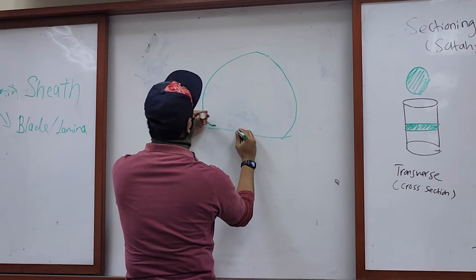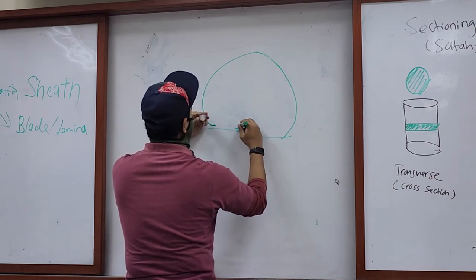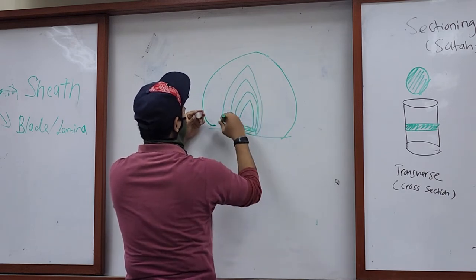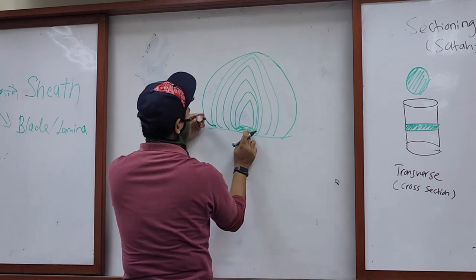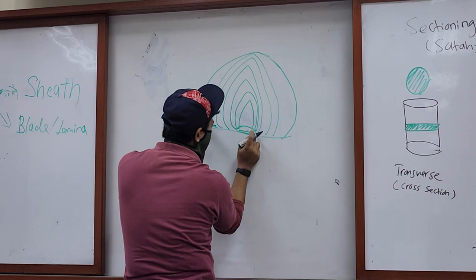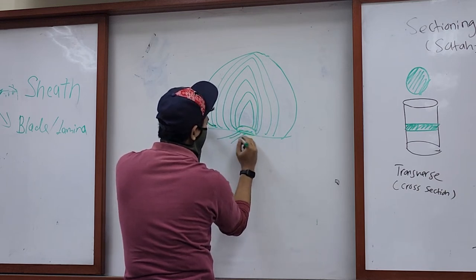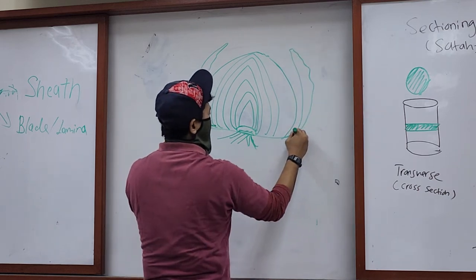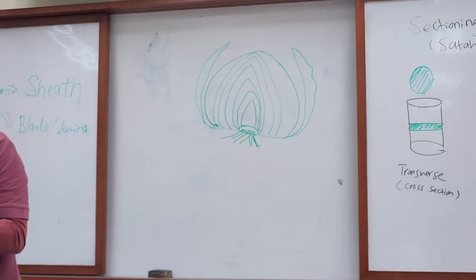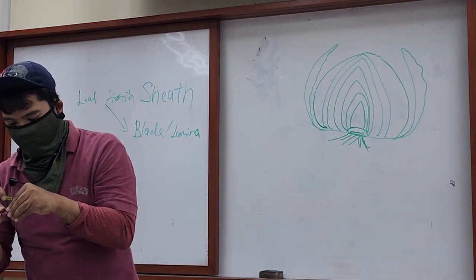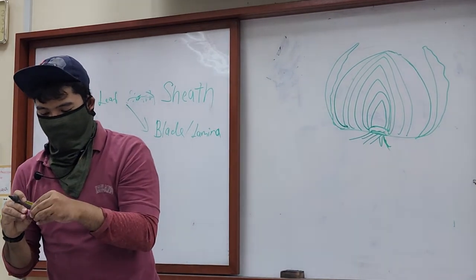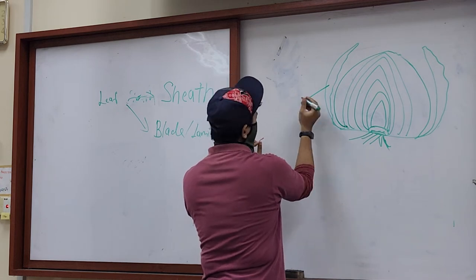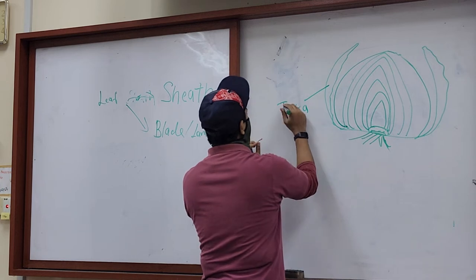Okay. So you will have this structure here. There's so many layers. And then you have that peppery thing. The thin peppery membrane outside, the one that you remove before cooking, this peppery thing, kulit bawang, is actually called two names: tunica, or scale leaf.